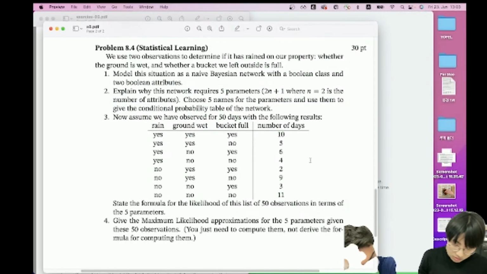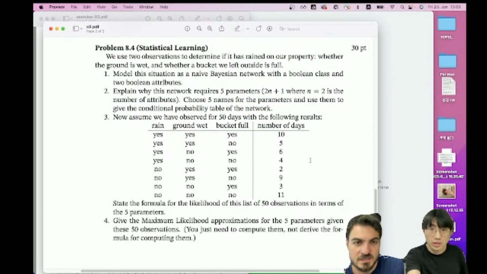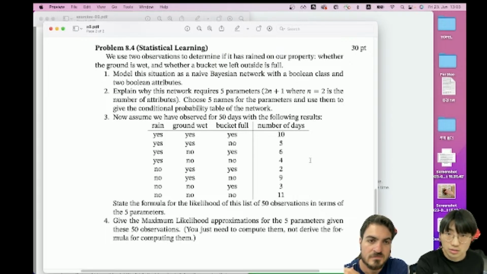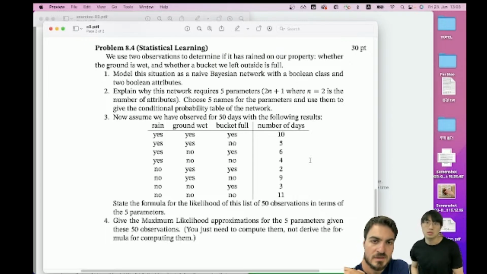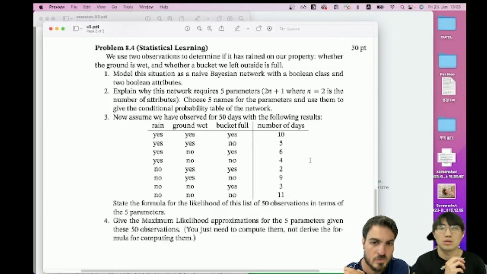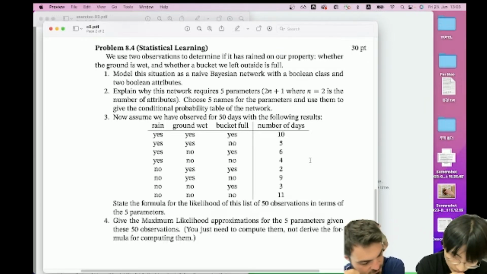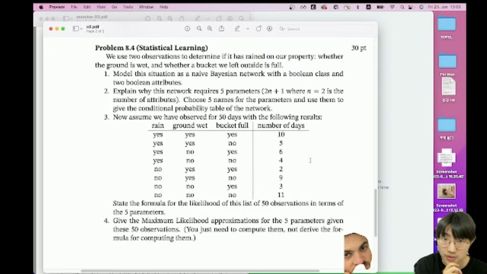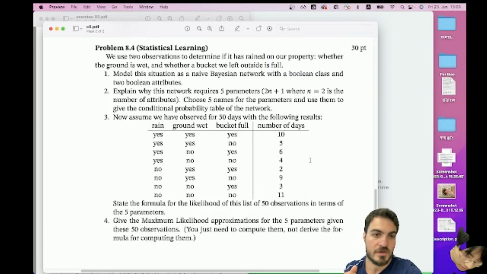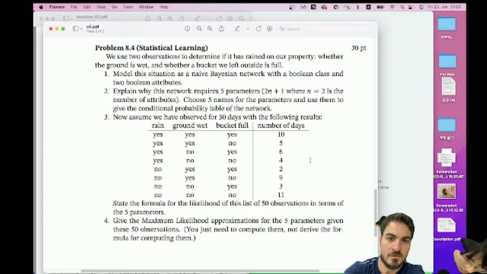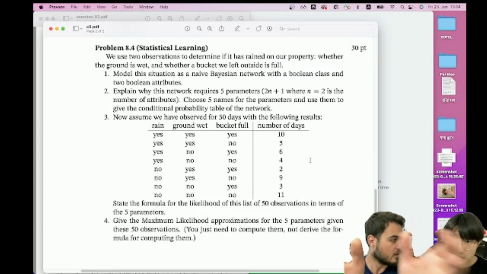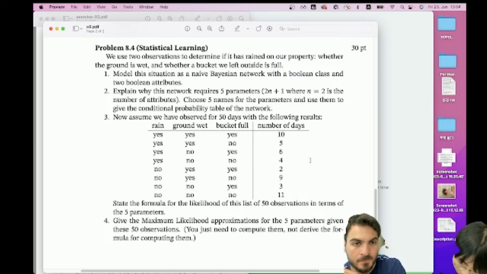So the probability that it rains, 19 days. We have 10, 15, and 6, 21, and 4, 25 days. Not true, it's not true. So raining, 10 plus 5, it's 15, 15 plus 6, it's 21, 21 plus 4, it's 25. You're right, 25.